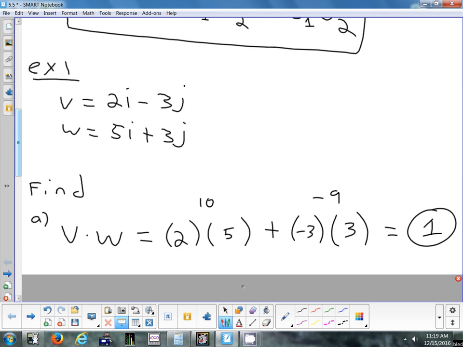Finding a dot product by itself isn't really that hard. Some of the applications, like what does that actually do, get a little harder. But the dot product is a very easy calculation.